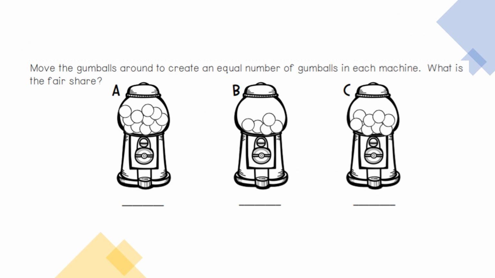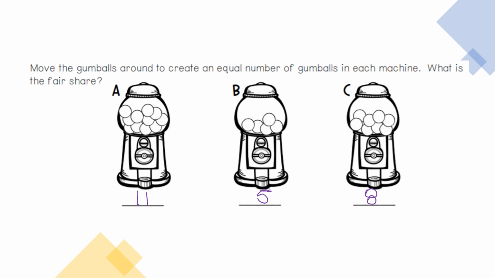Move the gumballs around to create an equal number of gumballs in each machine. What is the fair share, which is the same as saying what is the mean or the average? So what we want to do is count the gumballs in each one of them. When we count the first one, A, there are 11 gumballs. There are 5 in machine B and 8 in machine C.